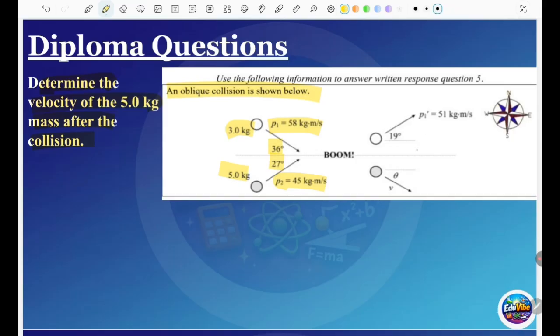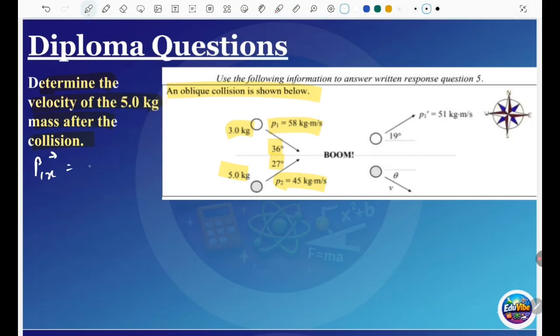For the second one, this is after the collision. So we have the p1 dash with nothing over there, because this is what we have to find. We don't have the thetas for this, we have theta for this but not for this. If we find the x component and the y component for this one, then we also find this.